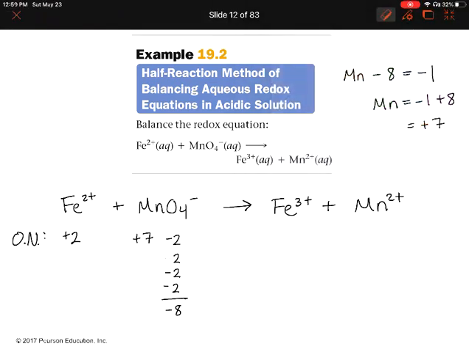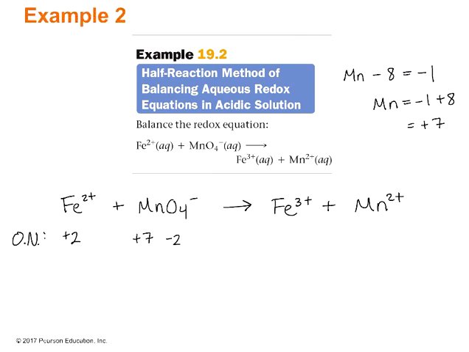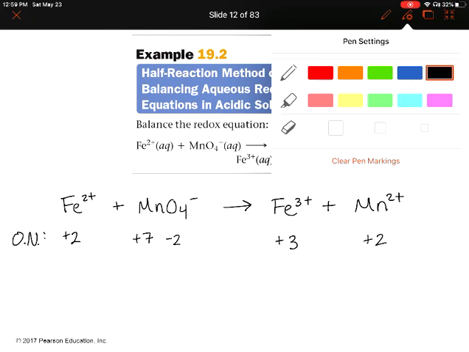Okay, and then I'm just going to erase these extra little bits of math I did down here. All right, so then in the products, iron has a 3 plus charge, so its oxidation number is plus 3, and manganese has a charge of 2 plus, so its oxidation number is plus 2. All right, so now let's figure out what's being oxidized and what is being reduced.